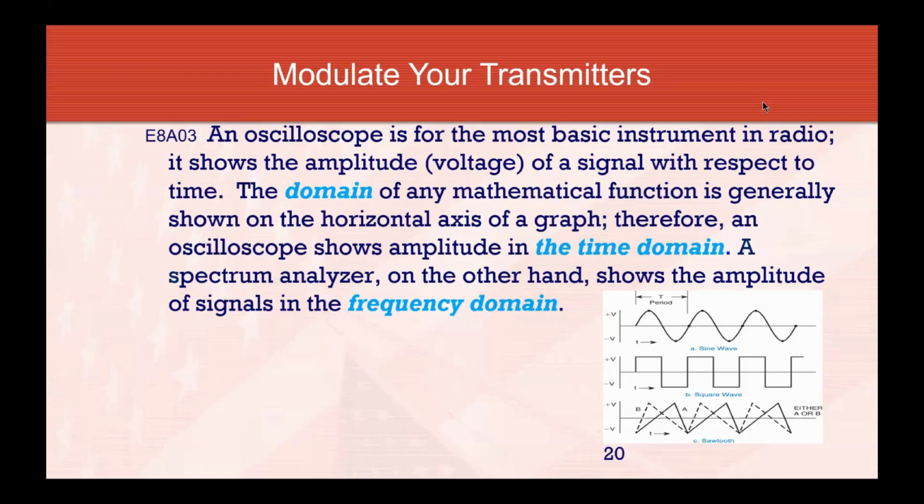We could also look at a square wave, do the same thing, or a sawtooth wave or a reverse sawtooth wave, depending on how the sawtooth has been generated. But it lets us look at those kinds of signals that way in the time domain. A spectrum analyzer does the opposite, though. Spectrum analyzer also shows amplitude on the Y up and down axis, but it shows frequency on the X axis. So we're plotting amplitude versus frequency. And in the oscilloscope, we're plotting amplitude versus time.